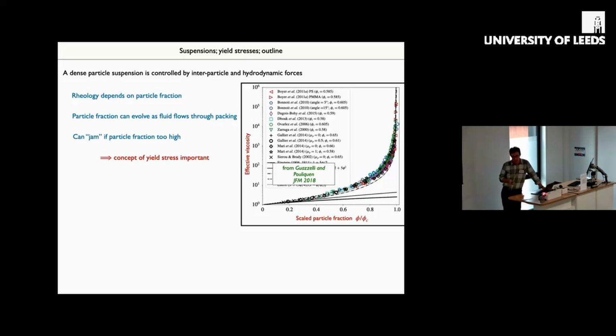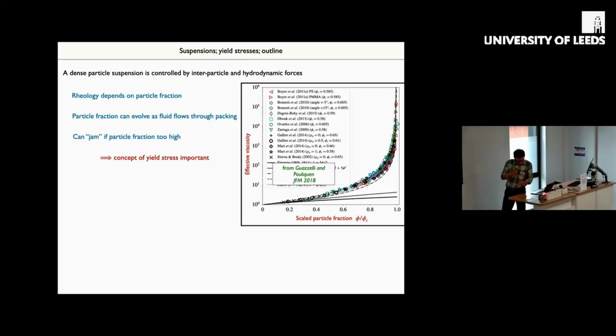So, suspensions. If you've come across them in a professional capacity, working with suspensions, you will know that they have a very complicated rheology. And actually the continuum models of dense suspensions are still quite incomplete in terms of capturing everything that's going on. Nevertheless, there are certain generic things that one can say about suspensions. This is a whole load of accumulated rheological data of suspensions showing the effective shear viscosity as a function of the particle fraction, so the volume fraction of particles in suspension. And basically, if you scale by some critical value, you find that the viscosity essentially diverges as it approaches this value.